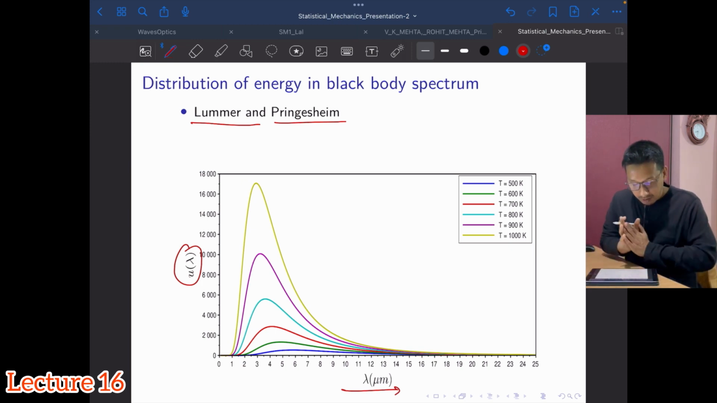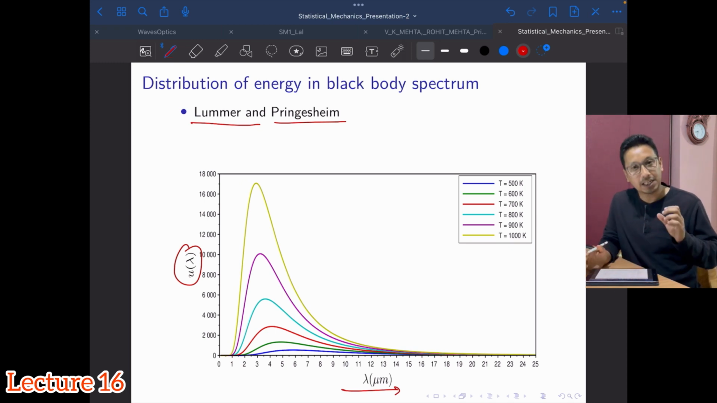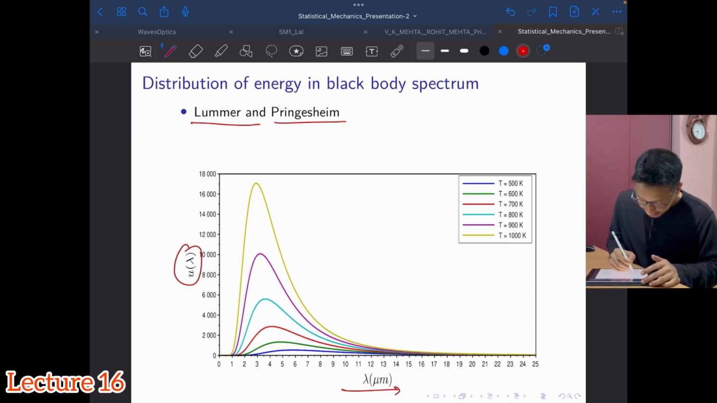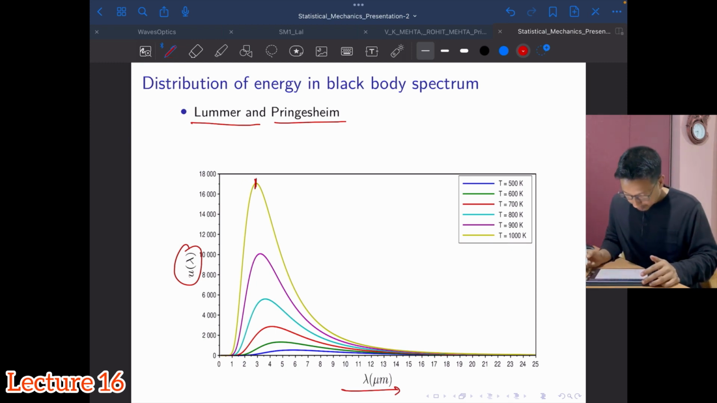One thing you have to note by looking at this plot is that the distribution of energy is not uniform over all wavelengths. There's a certain peak: for a particular temperature, the intensity of radiation is maximum at a particular wavelength, okay, for a particular temperature.